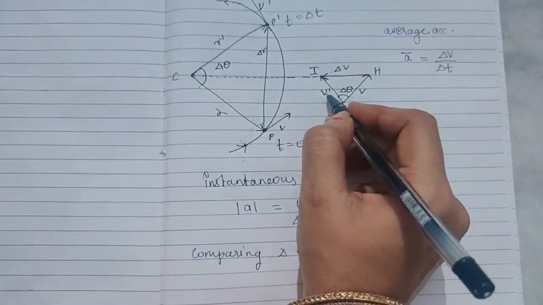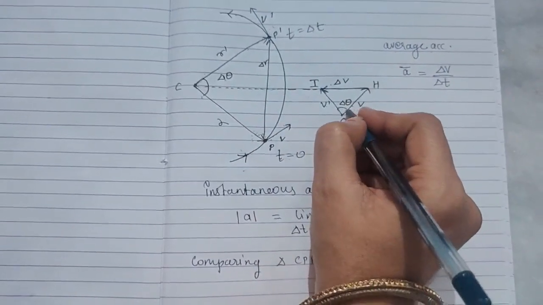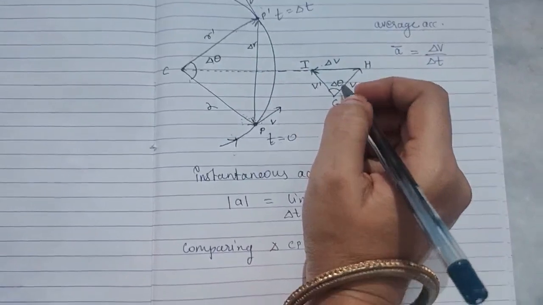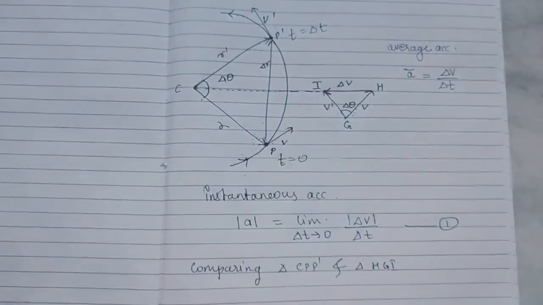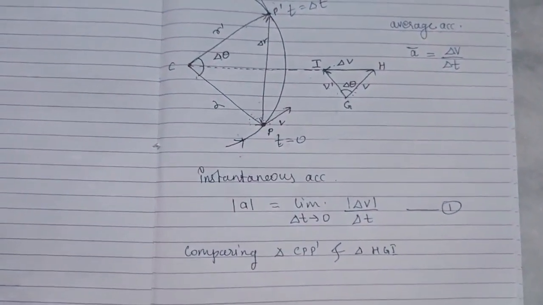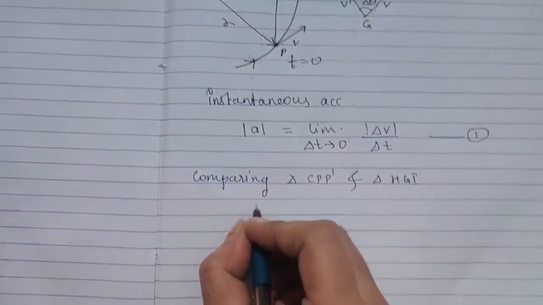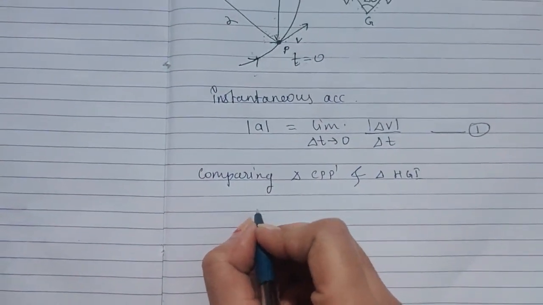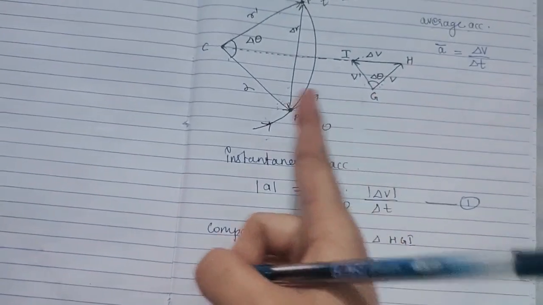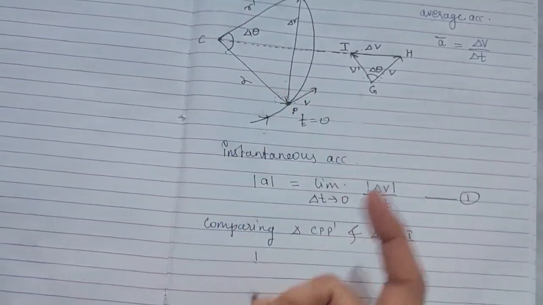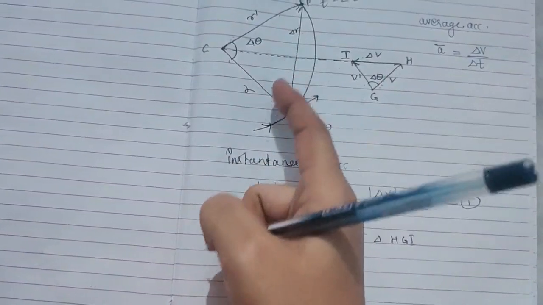So as these two vectors are also perpendicular to these two directions of this triangle, this angle will also be delta theta. Okay, and the sides are also perpendicular, everything is perpendicular, so we can compare these two. These are similar triangles. So we can take the ratios of base and side length. So let's say delta V is the base of this triangle and delta R is the base of this triangle. So delta V by V can be equated to delta R by R.